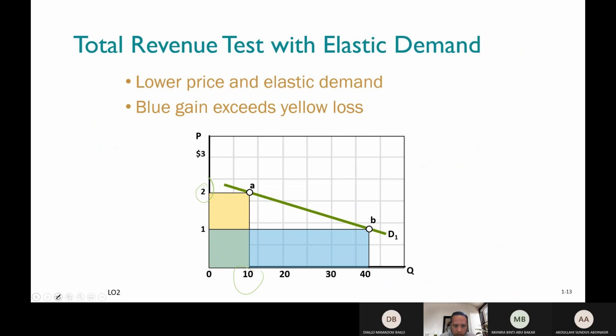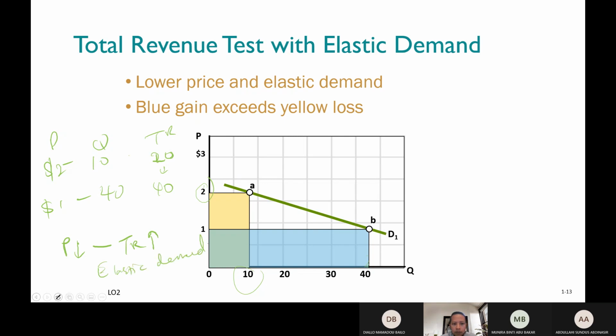Okay, so when it was $2, you managed to sell 10. Okay, quantity 10. When it's $1, you actually managed to sell 40. Okay, so now you actually see the quantity, right? So at the blue area, actually the total revenue has increased, right? The total revenue here has increased from 20 to 40, right? So because this is price decrease causes total revenue to increase. So this is actually elastic demand.